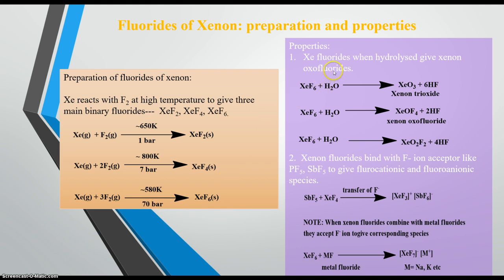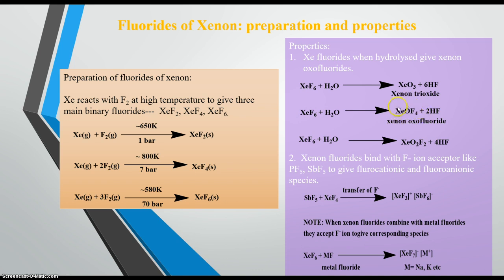So what are the properties of these compounds? Mainly, these xenon fluorides are hydrolyzed to give xenon oxofluorides. Hydrolyzed means basically reaction with water. In the first process, XeF6, xenon hexafluoride, is reacting with water to give xenon trioxide with the liberation of HF, hydrofluoric acid. In another way, XeF6 can react with water to give XeOF4, xenon oxofluoride.